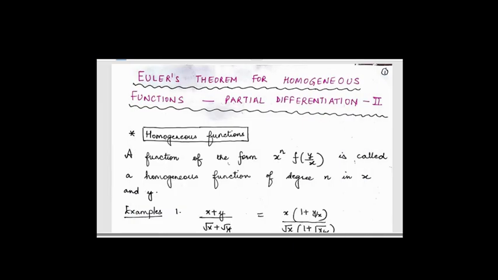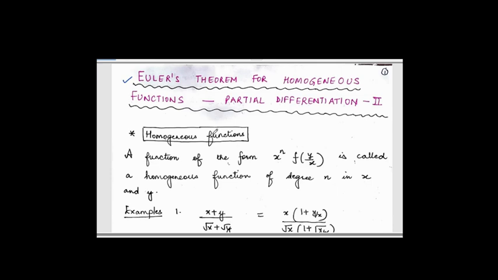In today's video, we are going to learn Euler's theorem for homogeneous functions, and it pertains to partial differentiation. So this is the second video in the series on partial differentiation. We have already discussed the basics of partial derivatives. Now this is a very important theorem which helps you get a relationship between partial derivatives. There's a peculiar result which you obtain for specific functions which are called homogeneous functions.